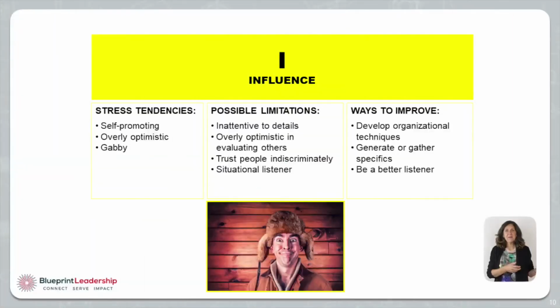Just like we talked about with the Ds, high Is have some attributes to be aware of. So under stress, the very strengths of a person can become the underbelly or flat side. So a couple of things for Is to be aware of. Is, when you're under stress, you can come across as being very self-promoting, overly optimistic, gabby. So all the things that make you great in your strengths, overused, become this flat side. The stress tendencies for an I include being self-promoting, overly optimistic, and gabby. So you can see that these are strengths overused.